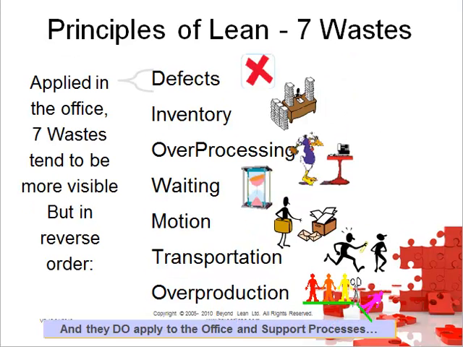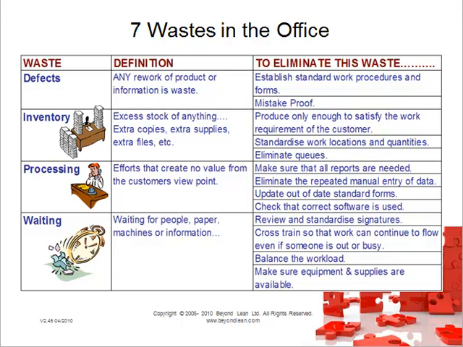Okay, so that's from a manufacturing point of view. If we look at an office, still have the same 7 wastes, and they'll still be visible, but probably in the reverse order. So you'll see defects first, then inventory, over-processing, waiting, motion, transportation and overproduction. They do apply in the office and in support processes. So we'll go through them one by one.